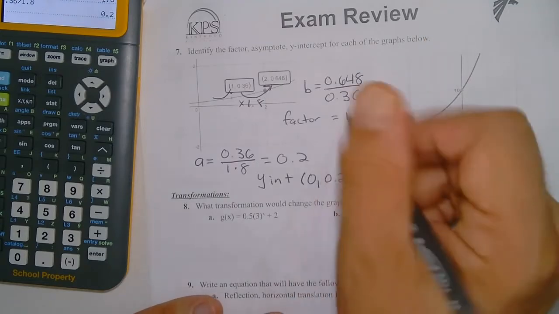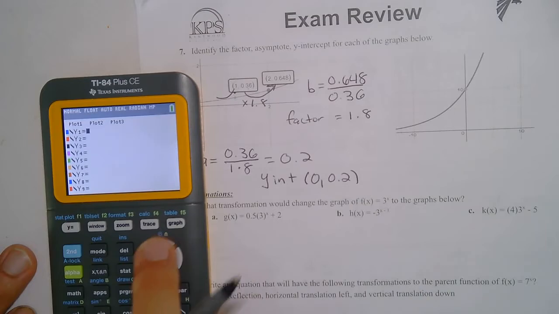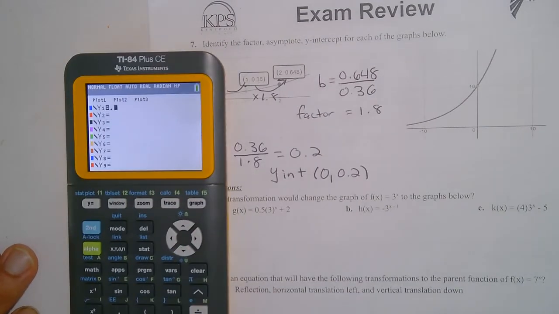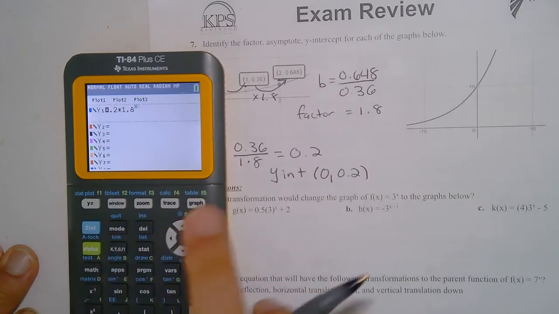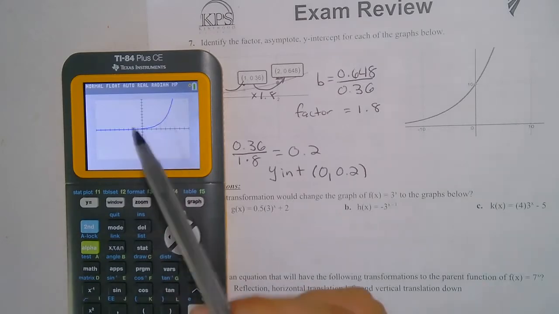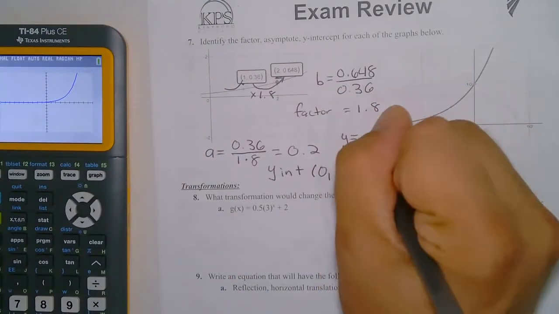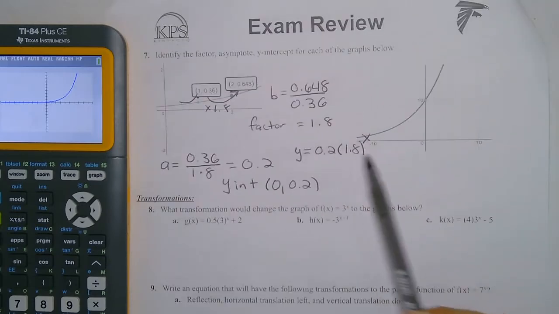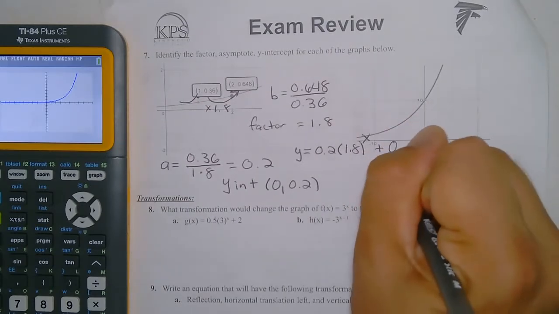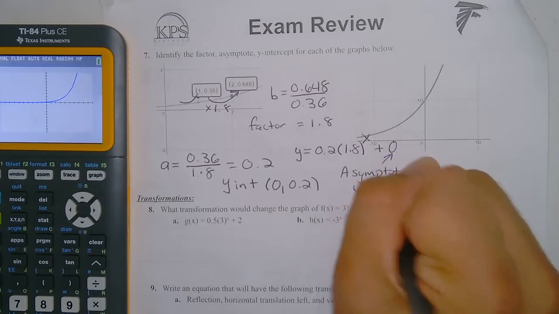And then if we were to graph that, so if we look for our asymptote, we have 0.2 times 1.8 to the x. And if you notice, this asymptote is at y equals 0 because the equation would be y equals 0.2 times 1.8 to the x. And if you notice, there's no constant being added here. So this would be plus 0. So that means my asymptote would be at y equals 0.